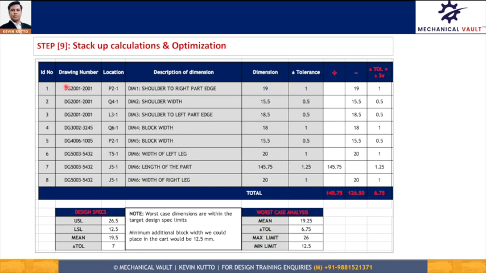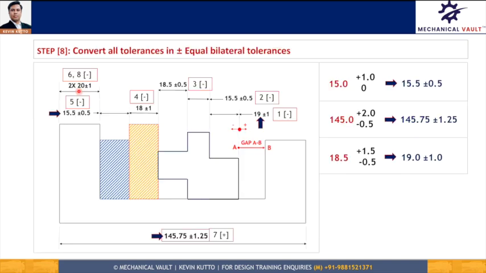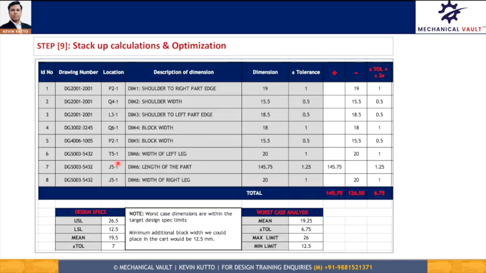Now each dimension is shown on a particular drawing, right? So for every container there is a separate drawing. We have a bigger container drawing, we have a smaller container drawing. So each container will have different drawing numbers. So we have to see which dimension is coming on which drawing. As you can see, we have to write the engineering drawing numbers for each of the dimensions.